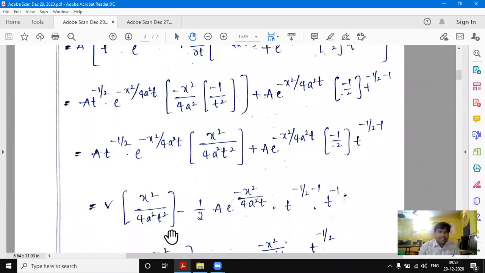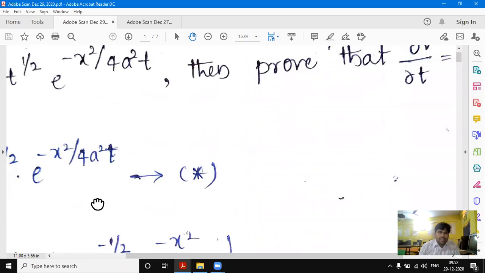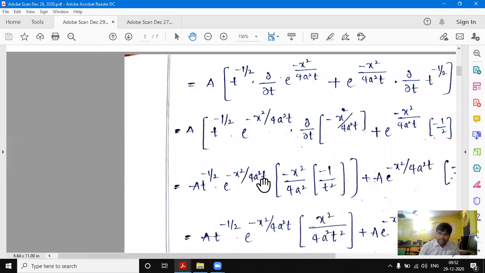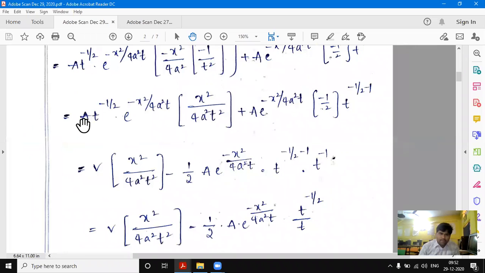V, yes or no? What is V given? V is equal to a t power 1 by 2, V is equal to a into t power 1 by 2 into e power minus x square by 4a square t, that is given. So in place of this we can write V. So that is V into this term.